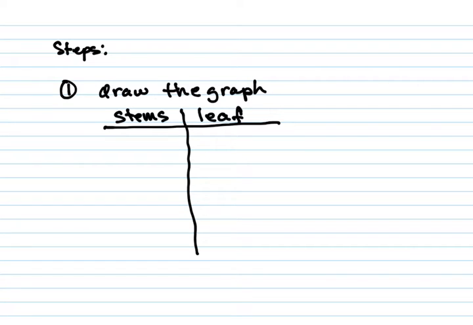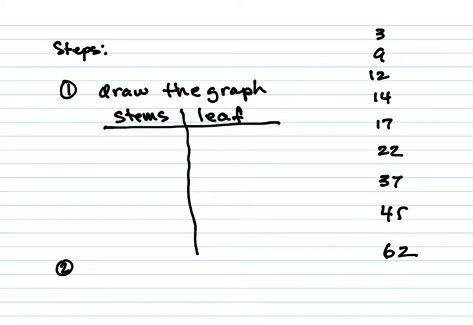So let's say we have some numbers. Say we have 3, 9, 12, 14, 17, 22, 37, 45, and 62. It's a pretty short list because we don't want to get too carried away. So the first thing we're going to do is, after we draw our graph, then what we're going to do is list the stems.